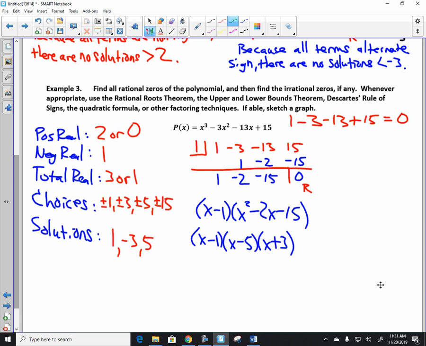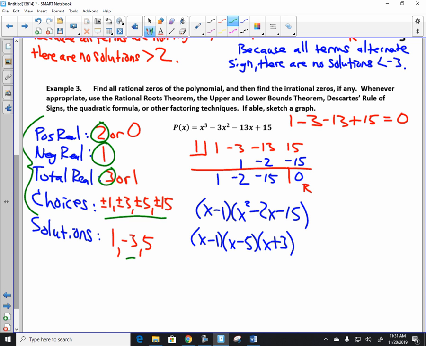Hey, I'm going to stop and smell the roses while I'm at it. Look at what I got. What did I predict ahead of time for the number of negative reals? 1. How many negative real solutions do I have? Exactly. How many total real solutions do I have? 3. How many positive real solutions do I have? 2. And they all come from there. See how this diagnoses it ahead of time?